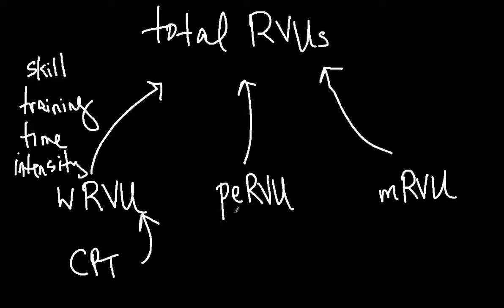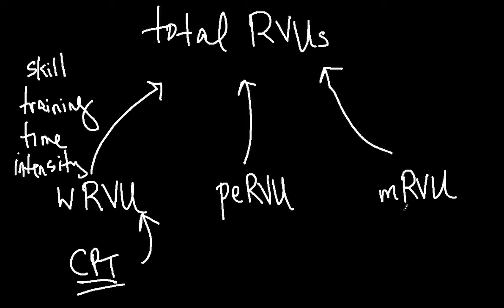The practice expense RVU is something that you don't really control. CMS basically tells you for the type of practice that you run, this is the amount of RVU you'll get when you provide a particular service in that practice. So it's supposed to take into account your office expenses that are required for you to provide a particular service as indicated by the CPT code.